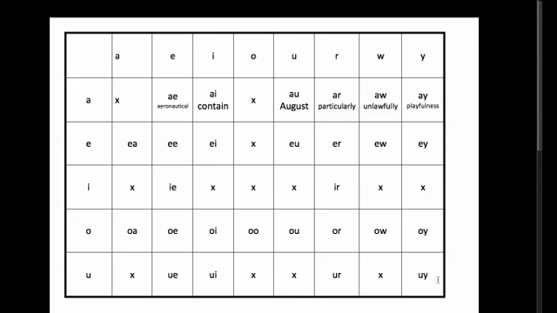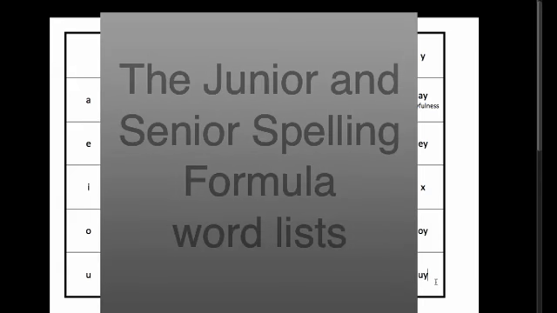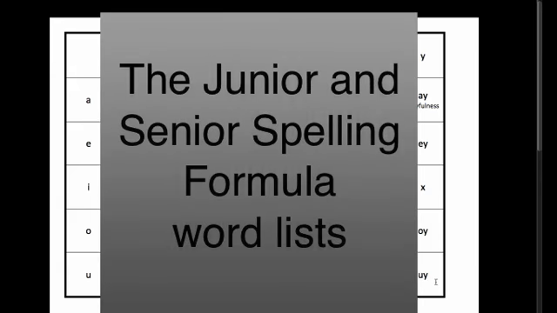Going down to U, it's fairly straightforward until we get to UY. I've decided to include it because we have common words like guy and buy. In your materials, you have many common words that have these two vowel combinations. They're called the Junior and the Senior Spelling Formula Word List.